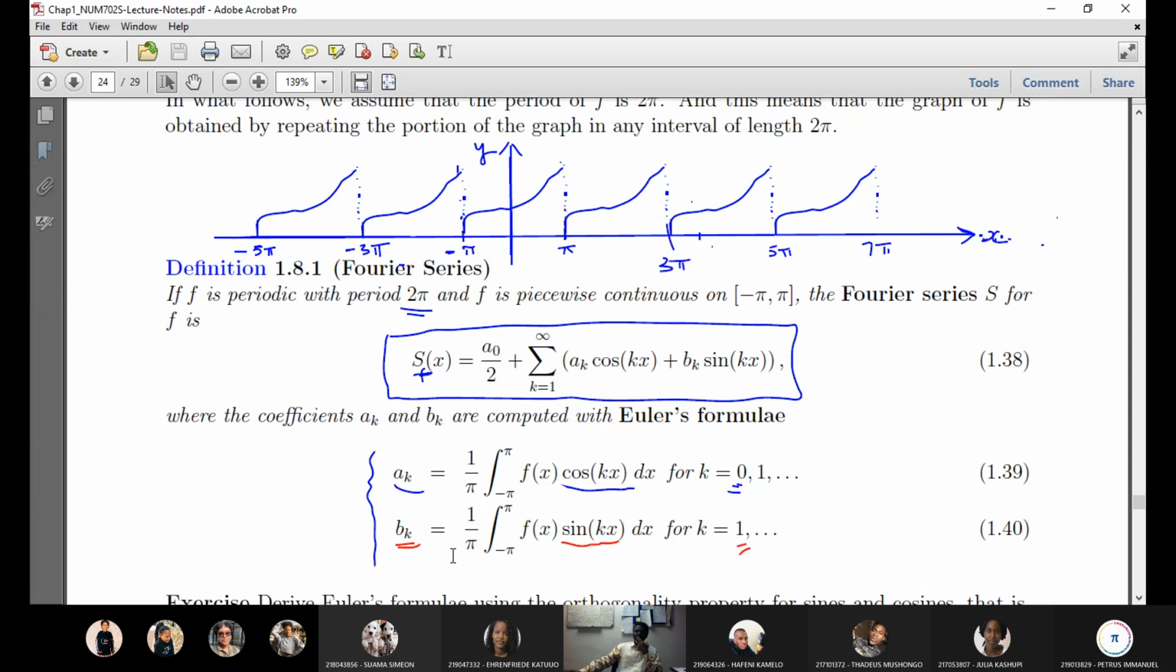In this definition of the Fourier series, there's no mention of the convergence of the series. So for some x, you can even get infinity. Now, this is just a definition.